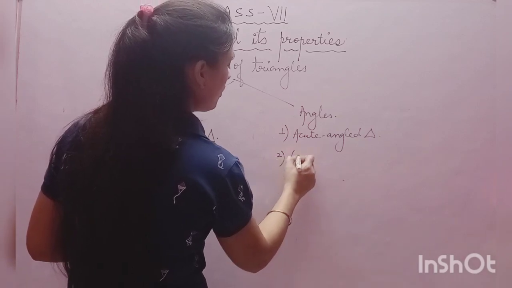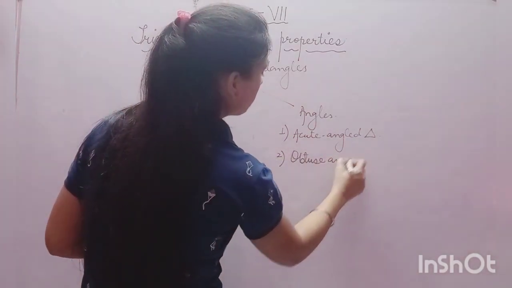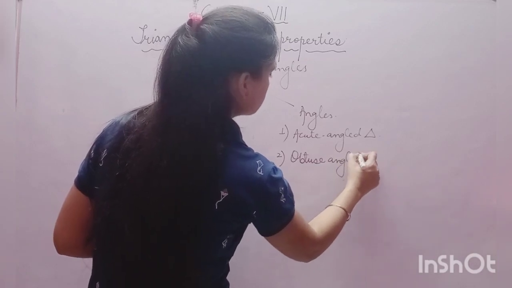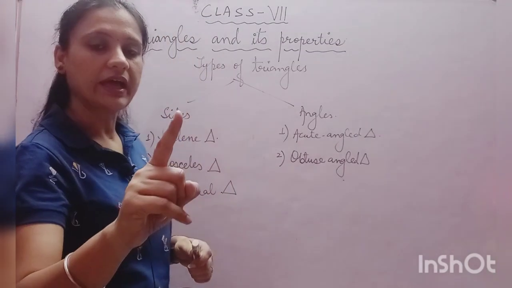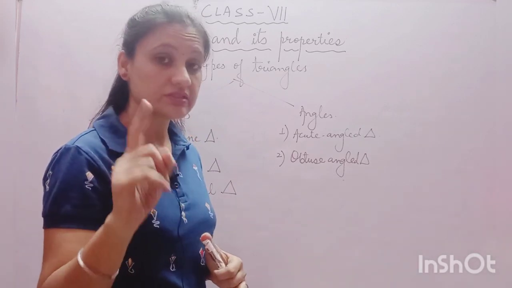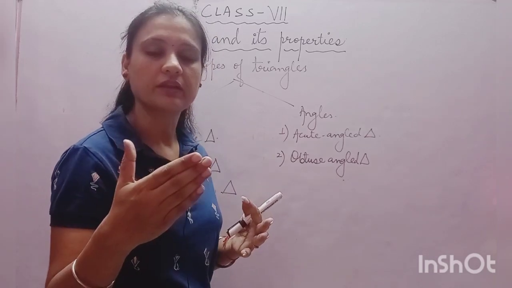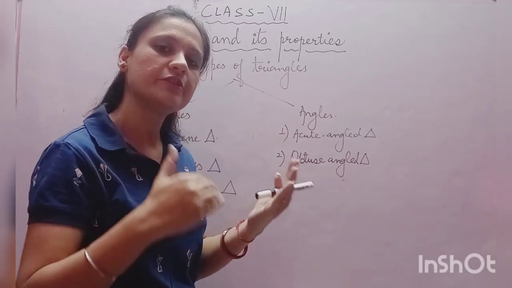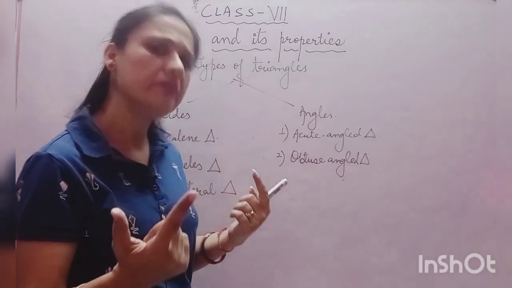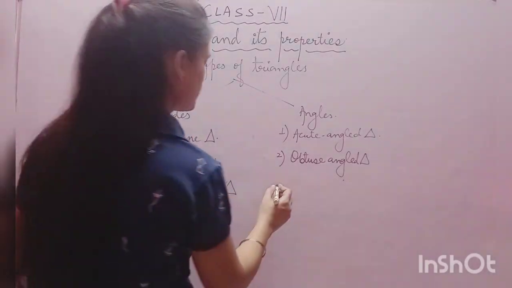Second is the obtuse angle triangle, in which one of the angles should be greater than 90 degrees. You should just keep this in your mind, one of the angles, not more than 1. You'll understand when I explain the properties why only one angle should be more than 90, okay? Do not worry, have patience.